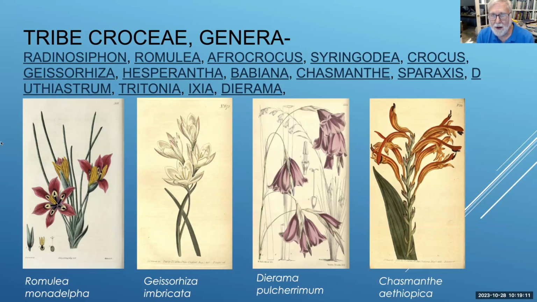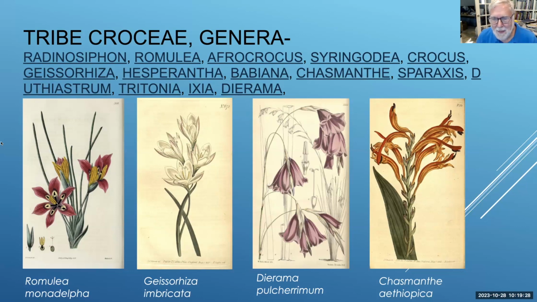Chasmanthe is another one of the genera in the tribe Croceae. All the tribes end in -eae. I can't talk today.